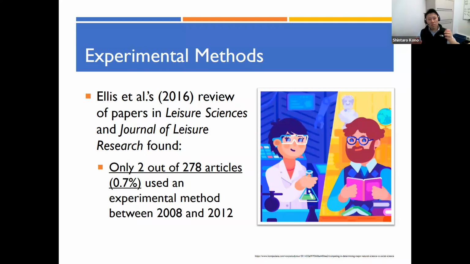Now, a little bit of a caveat though. Outside of these journals, which are general leisure studies journals, there are some journals about therapeutic recreation therapy, like Therapeutic Recreation Journal, TRJ, American Journal of Recreation Therapy, and so forth. Those journals tend to have more experimental design because there's more clinical research in there.